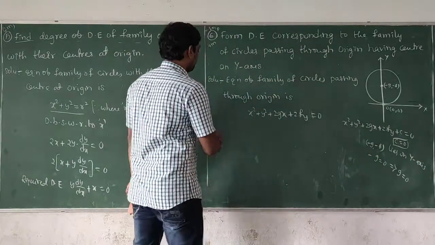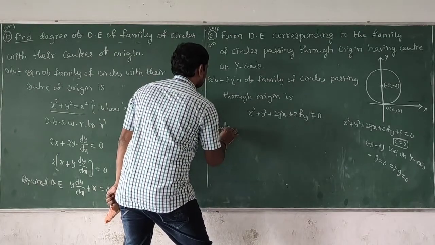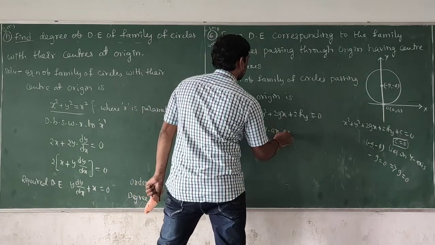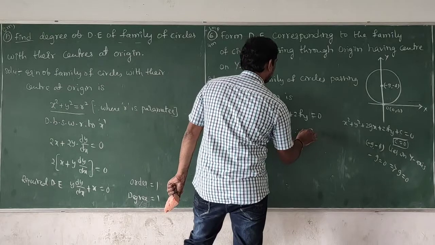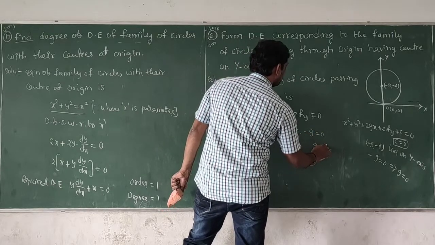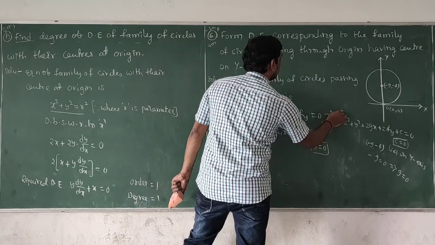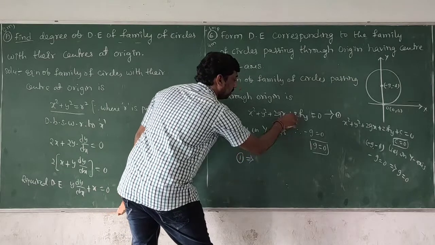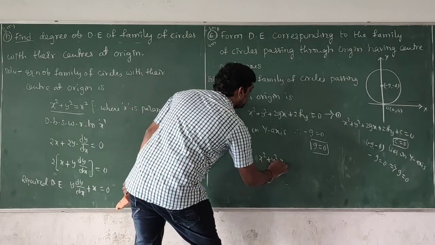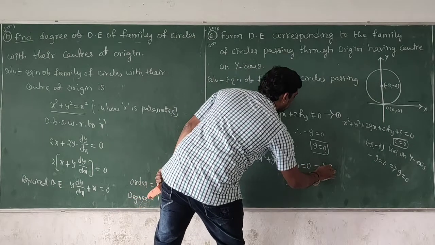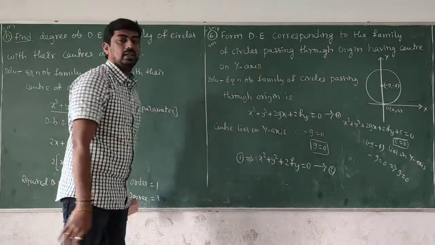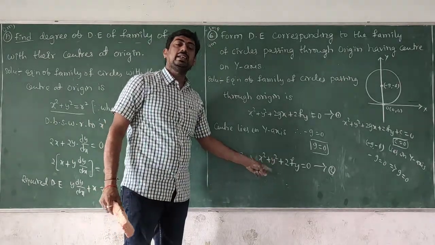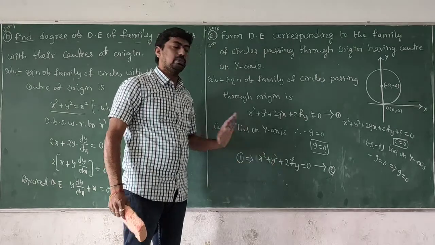Next step. The center lies on the y-axis. Therefore, minus g equal to 0, so the g value is 0. Take this as the first equation. From that equation, if g equal to 0, then we get x square plus y square plus 2fy equal to 0. Take this as the second equation. This is the family of circles passing through the origin with the center on the y-axis. This one is most important.